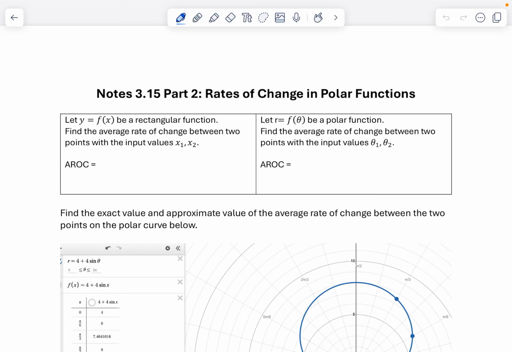This is the second part to my notes on 315, and I'm hoping my Apple Pencil has battery. Okay, I think it might.